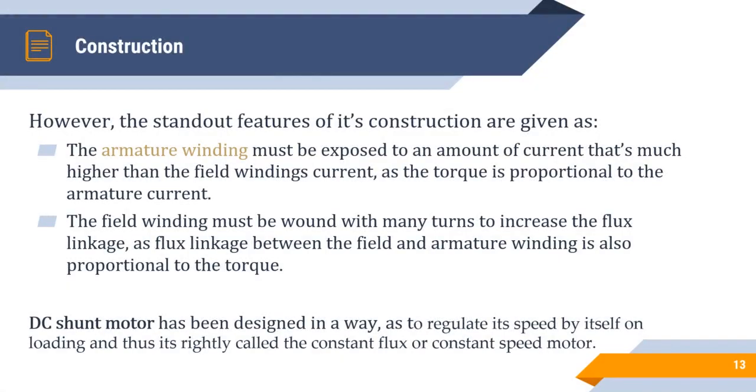However, the standard features of its construction are as follows. The armature winding must be exposed to an amount of current that's much higher than the field winding current. The torque is proportional to the armature current. The field winding must be wound with many turns to increase the flux linkages. Flux linkage between the field and armature winding is also proportional to the torque, thereby increasing the efficiency of the DC motor. The DC shunt motor has been designed in a way as to regulate the speed by itself on loading, and thus it's rightly called the constant flux or constant speed motor.